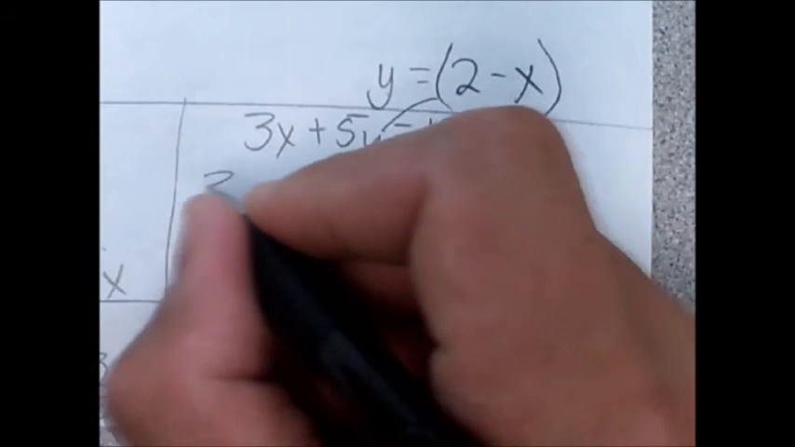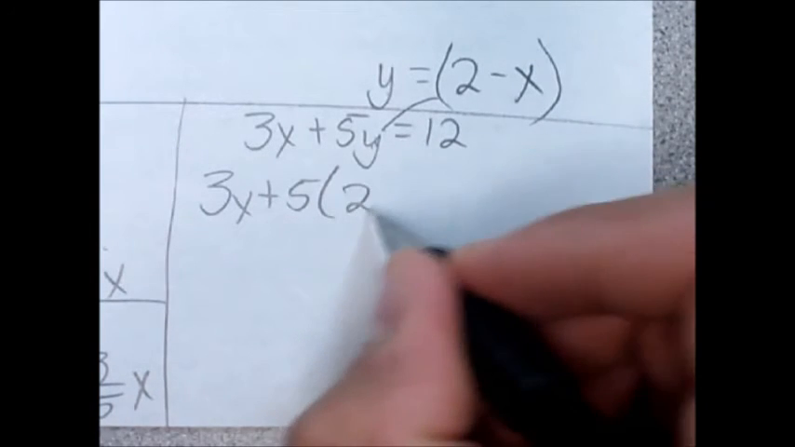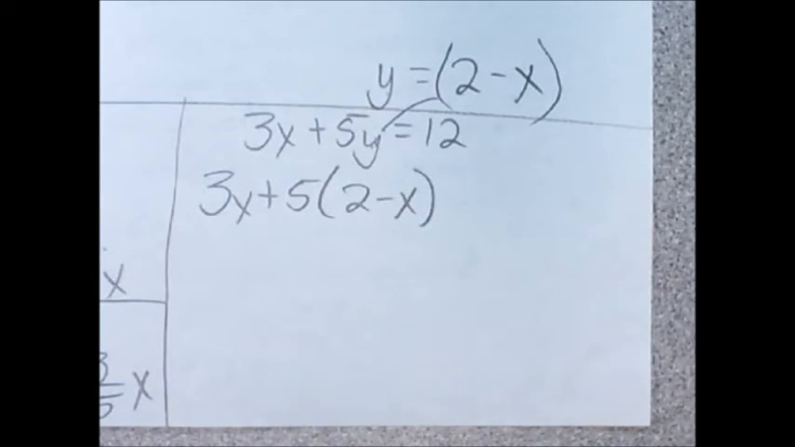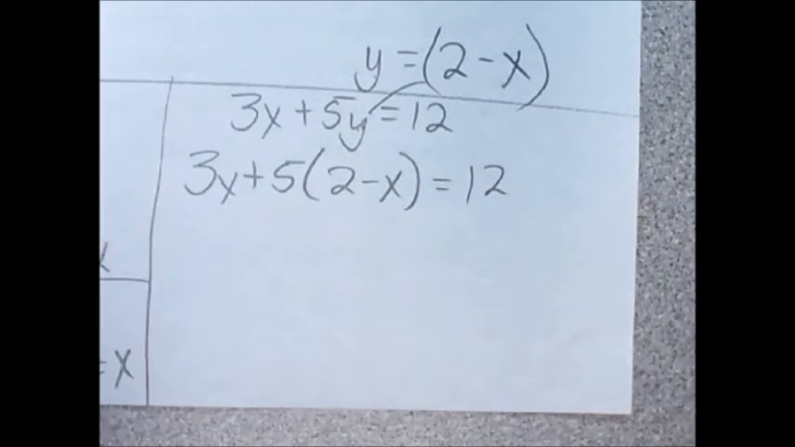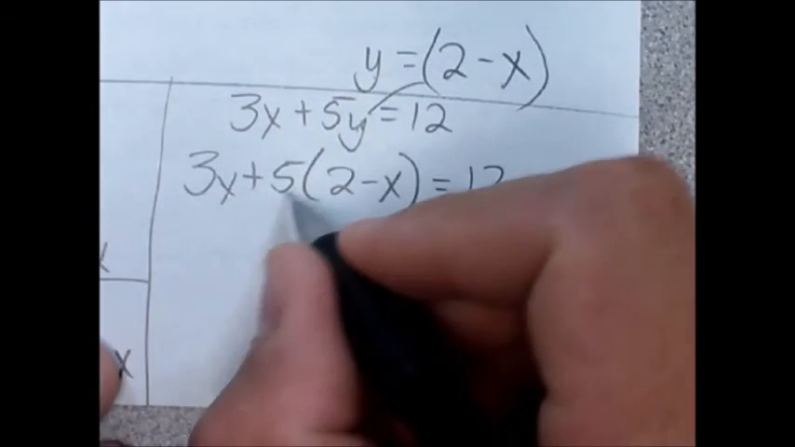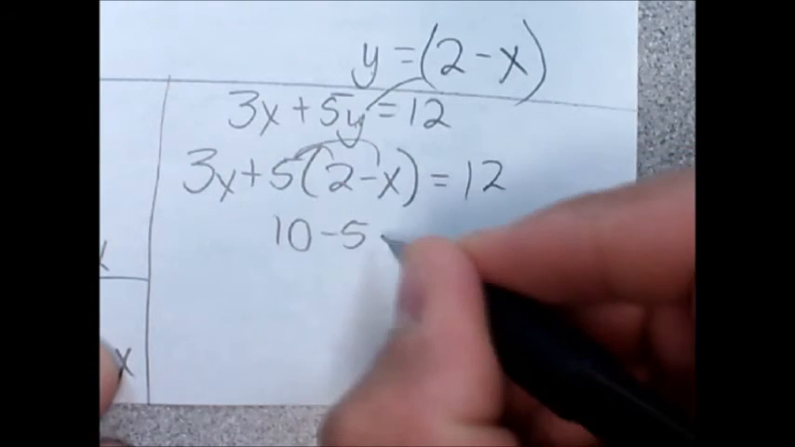So 3x didn't change, plus 5. Now I'm just going to open my parentheses up and put 2 minus x right there where y is. It's going to equal 12. Okay, and I'm going to start to solve this. Now that I just have one variable, I can solve this problem. So, let's go ahead and do it. Distribute out this 5, I get 10. Distribute out the 5 to the next one, I get minus 5x.